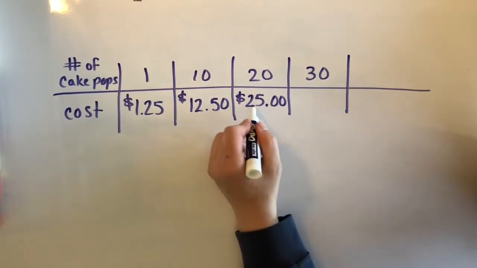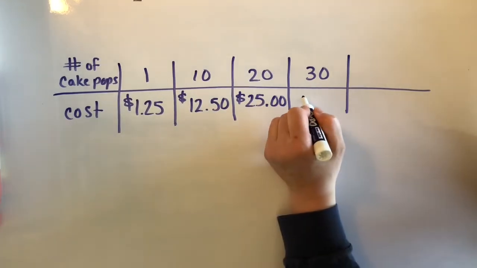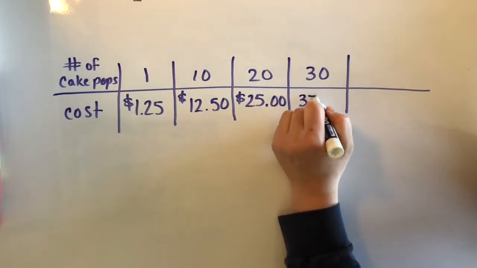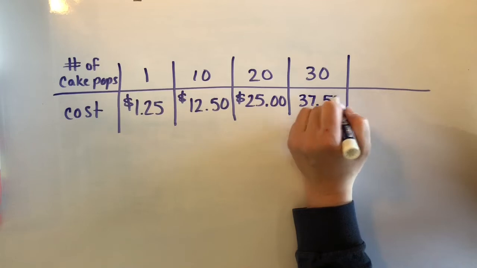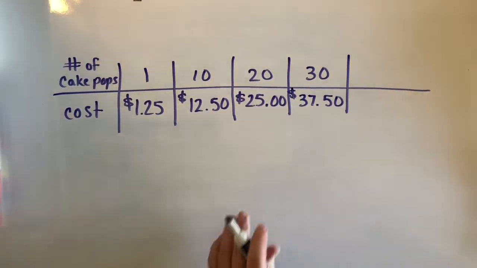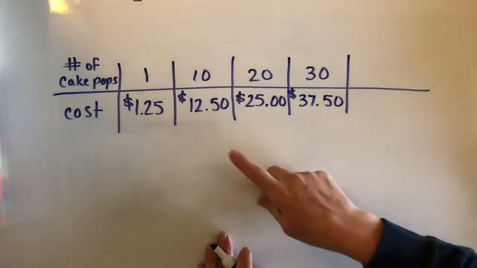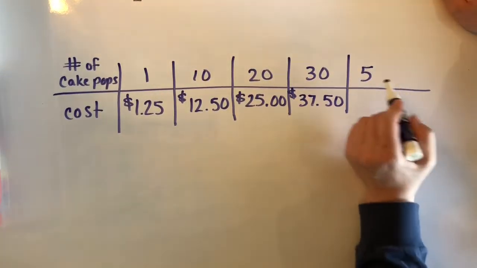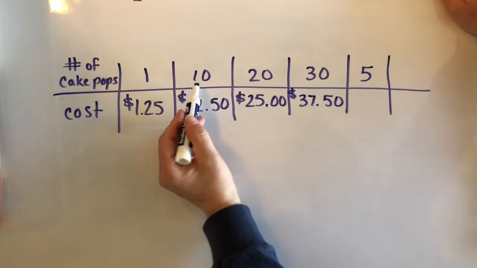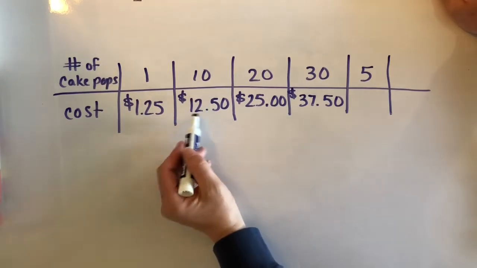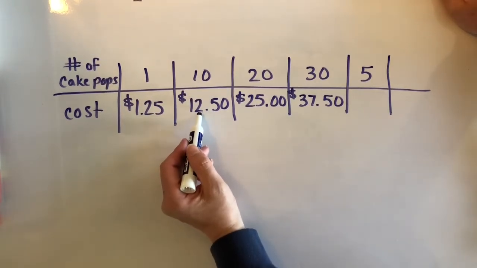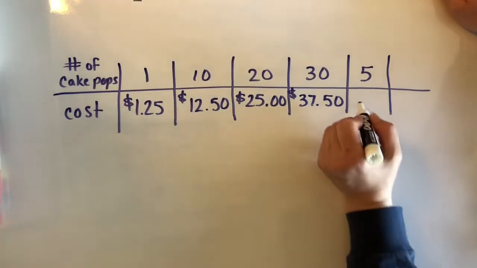And then if I have 30, I'm going to add the 10 and 20 together. So that would give me 25 plus 12 is $37.50. And now I still need to get to that 6. So I need a 5. I need to know what 5 would be. And remember, 5 is half of 10. So we've actually looked at that before. Half of 12 is 6. Half of 50 is 25.